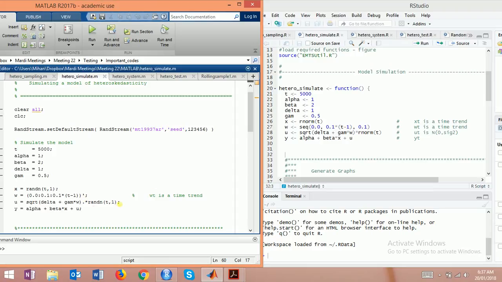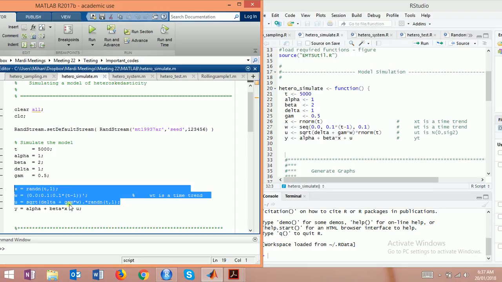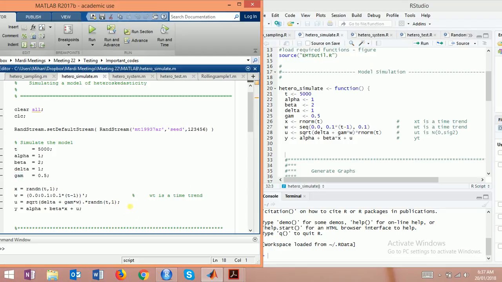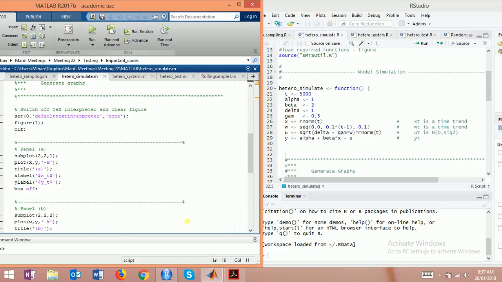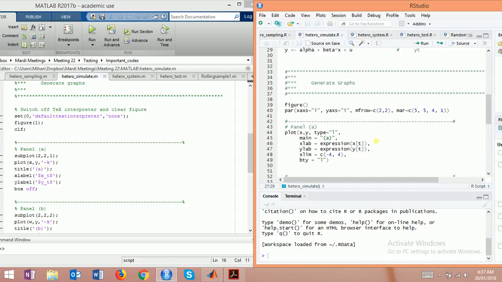So up to this point, everything remains the same. Up to these two remain the same. For u, we use x and u to update the later parts of the problem. So basically that is heterosimulate, and then plotting we can do manually. We don't need to do it with code.